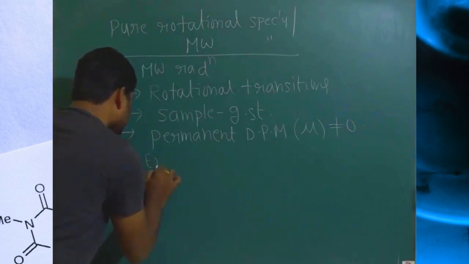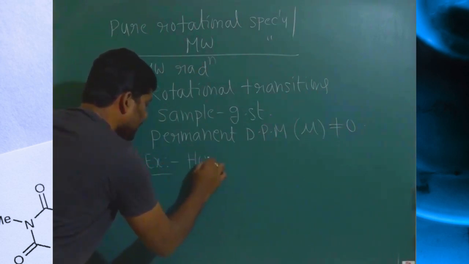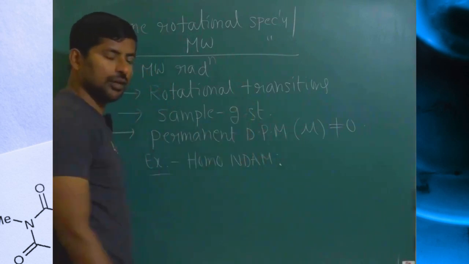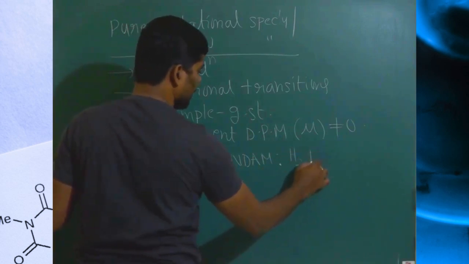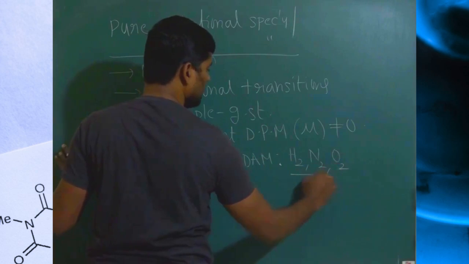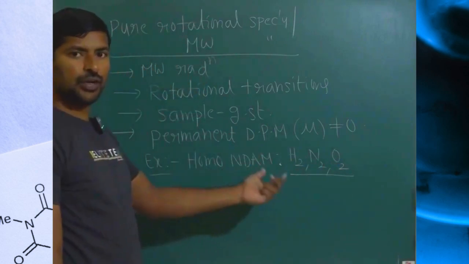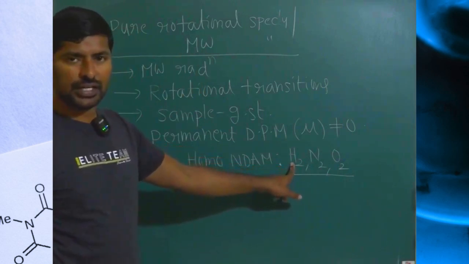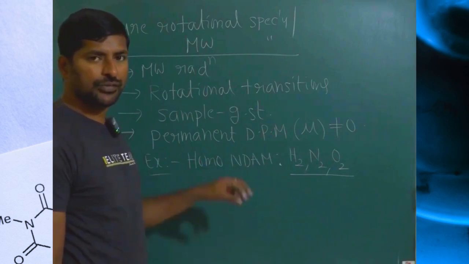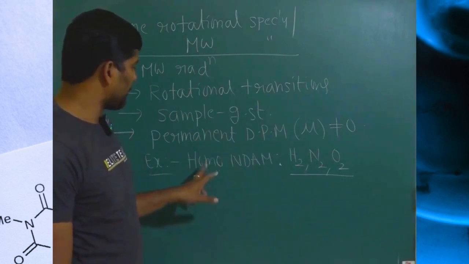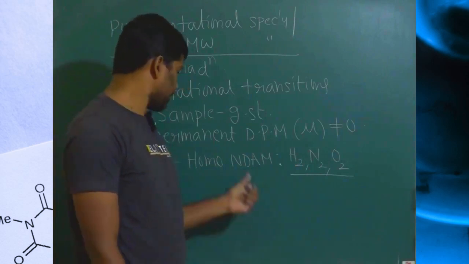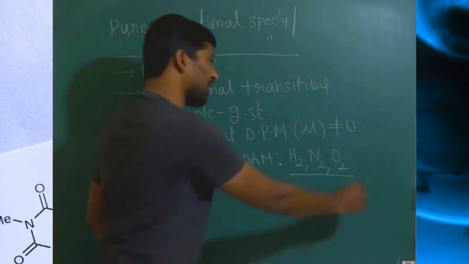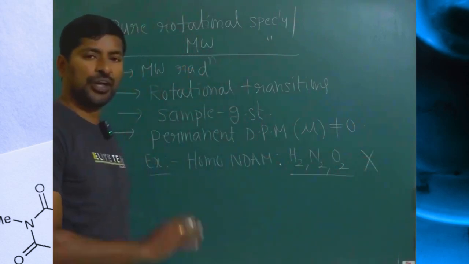For example, if you take homonuclear diatomic molecules, H2, N2, O2, do they possess a permanent dipole moment or not? They do not possess a permanent dipole. The same atoms are there, the electronegativity is the same, so there is no electronegativity difference, no formation of dipoles, no formation of partial positive and negative charge. So homonuclear diatomic molecules are microwave inactive. They do not show microwave spectra.